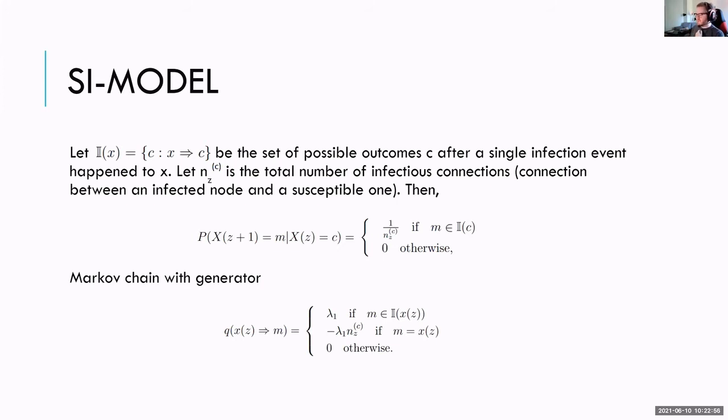And then we have the transition probability, and this should be read as such: we're in the state C, and we're transitioning into state M.